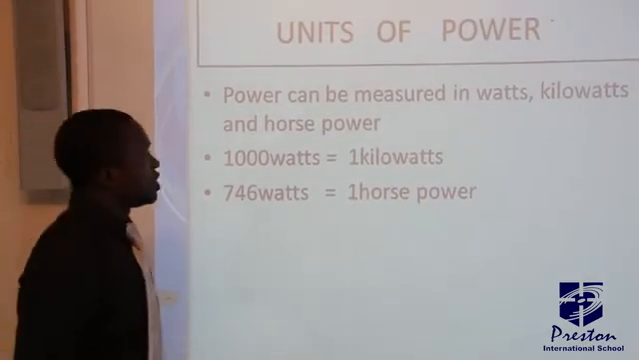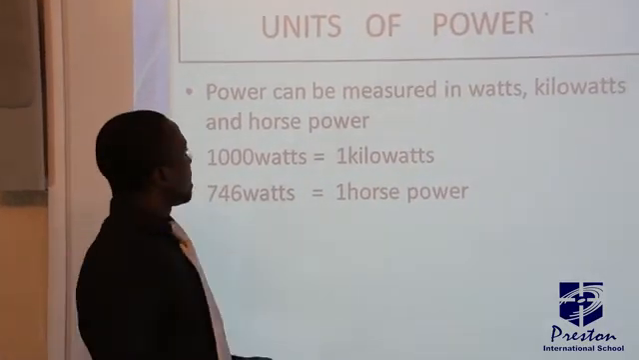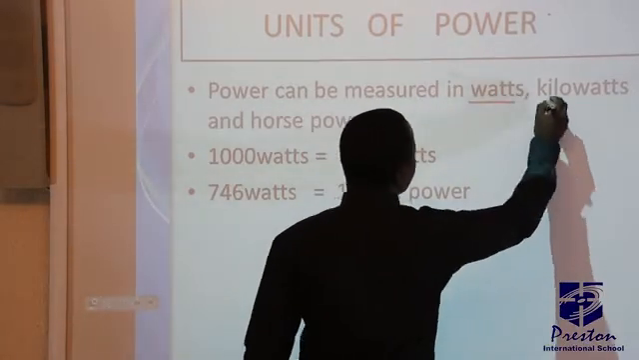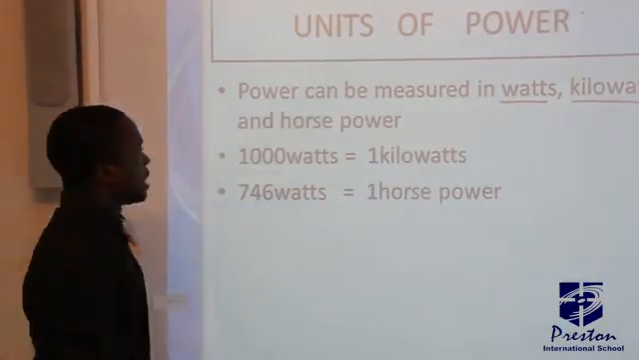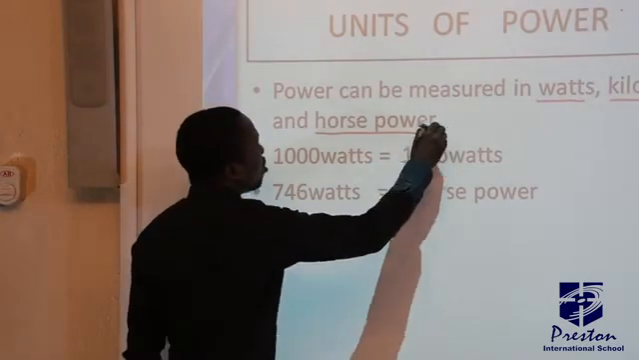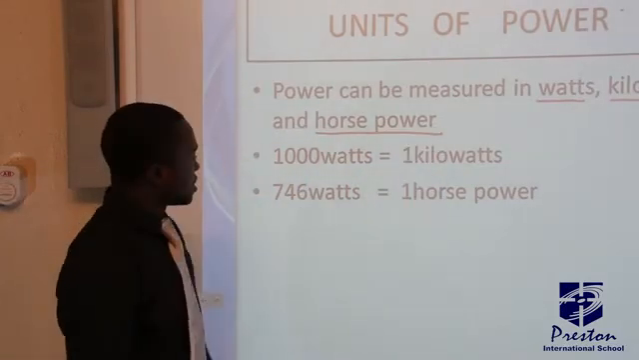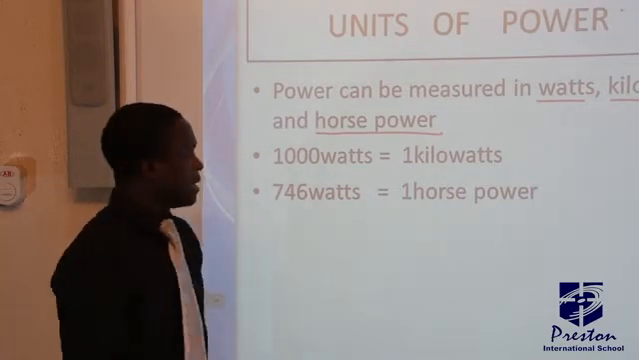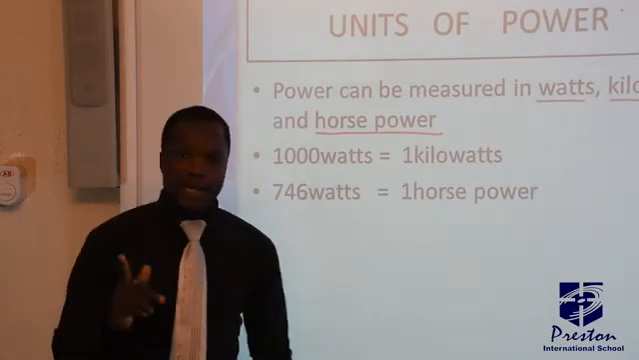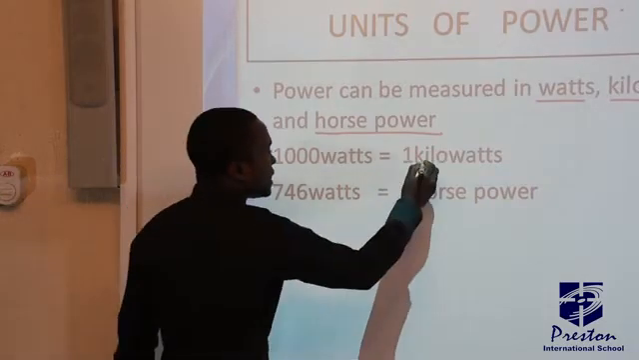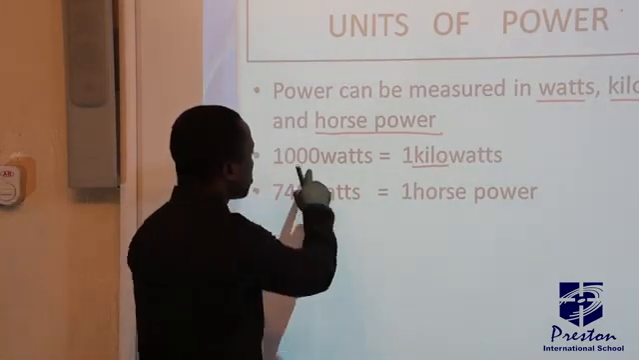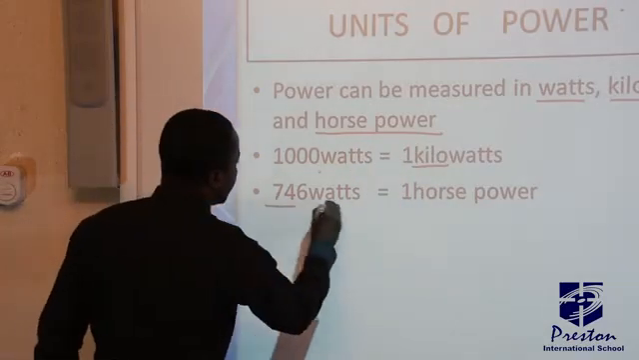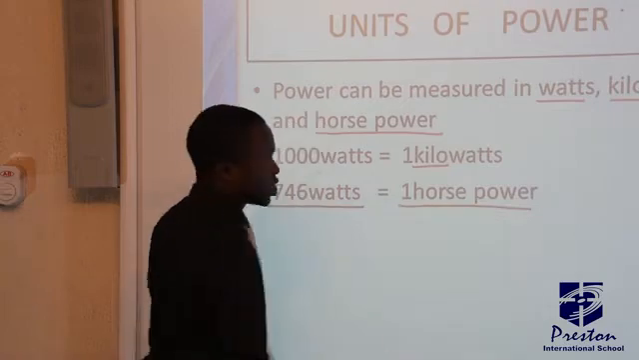Then the units in which you can measure power. Power can be measured in watt, kilowatt, and horsepower. And of course, there is a conversion between watt, kilowatt, and horsepower. Now, 1000 watts is 1 kilowatt. Don't forget, the word kilo here means 1000. So 1000 watts is 1 kilowatt. Then 746 watts gives you 1 horsepower.